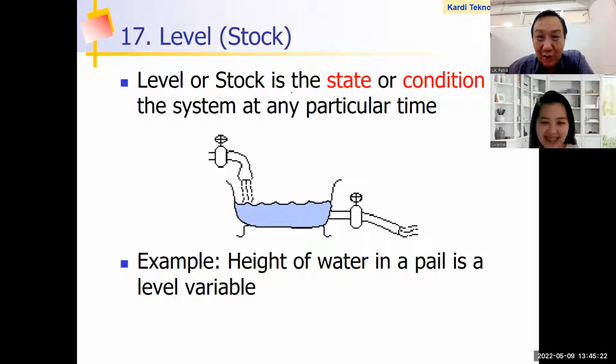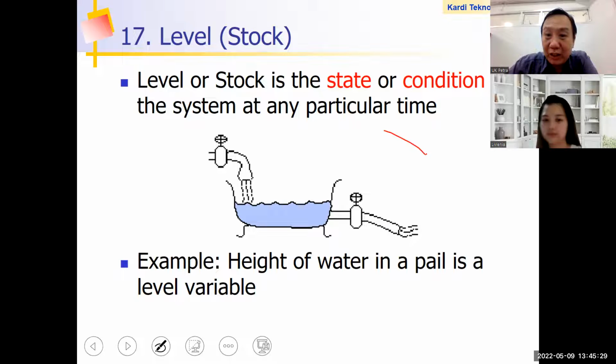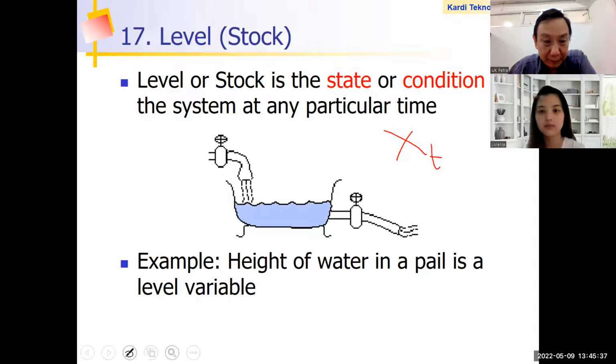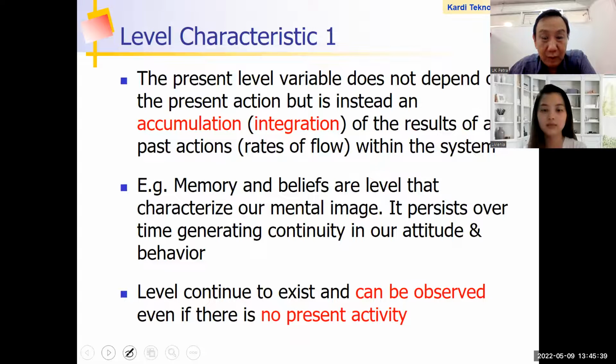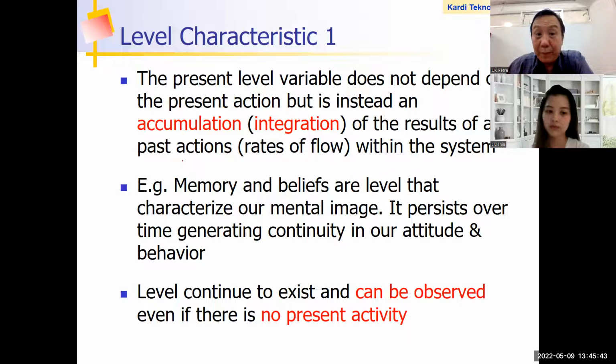Okay, so the level or stock is the state or the condition of a system at a particular time. That's why I put it as xt here. So the height of the water in the pail is the level variable, right? So let's discuss the characteristic of level first. The present level variable does not depend on the present action. Remember, action means rate.